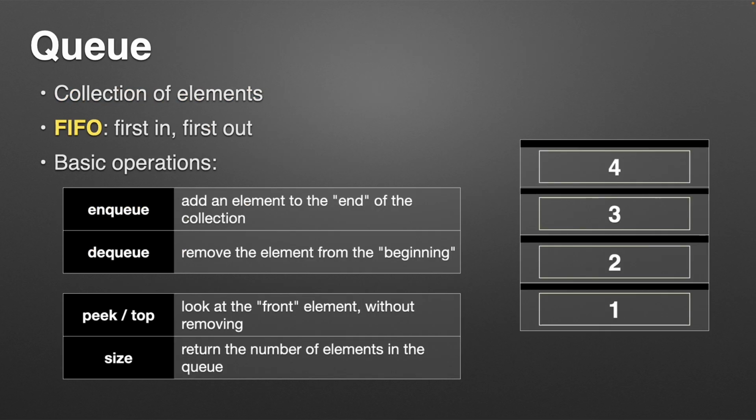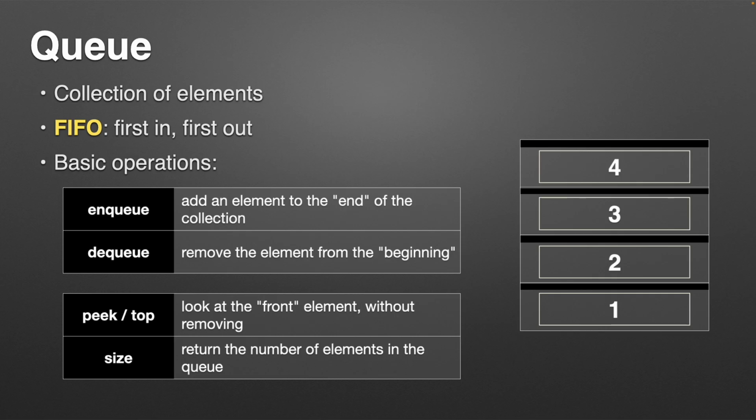So we'll move on to a queue. A queue, also a collection of elements, right? But this time we're going to use the FIFO acronym, first in, first out, which is exactly how a queue works in real life for anything. So we have some basic operations. In this case, we'll call them enqueue and dequeue. Enqueue being to add an element to the collection at the end of the line, at the end of the queue, and dequeue being to remove the element that's at the front or the beginning of the queue.